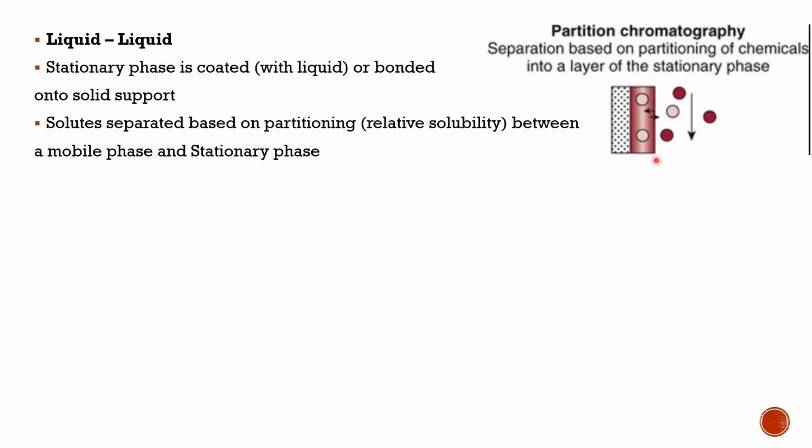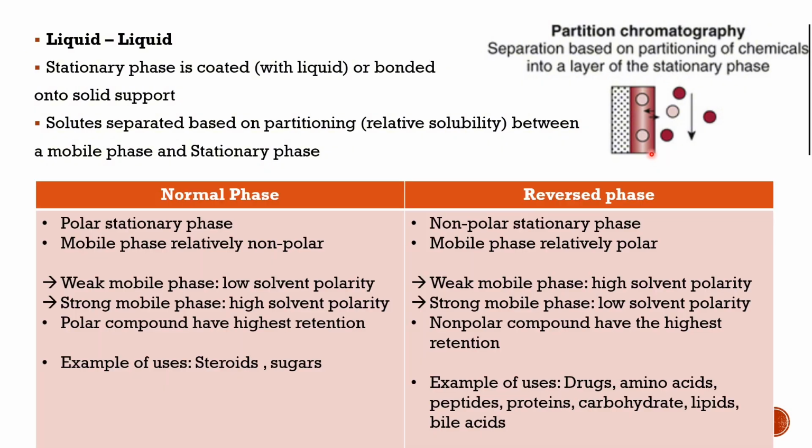It is coated with liquid or bonded into a solid support. The solutes are separated based on partitioning, relative solubility between two immiscible liquids, between the mobile phase and stationary phase. It is divided into two forms. It can be either normal phase or reversed phase, and this is important for you to differentiate between the two.